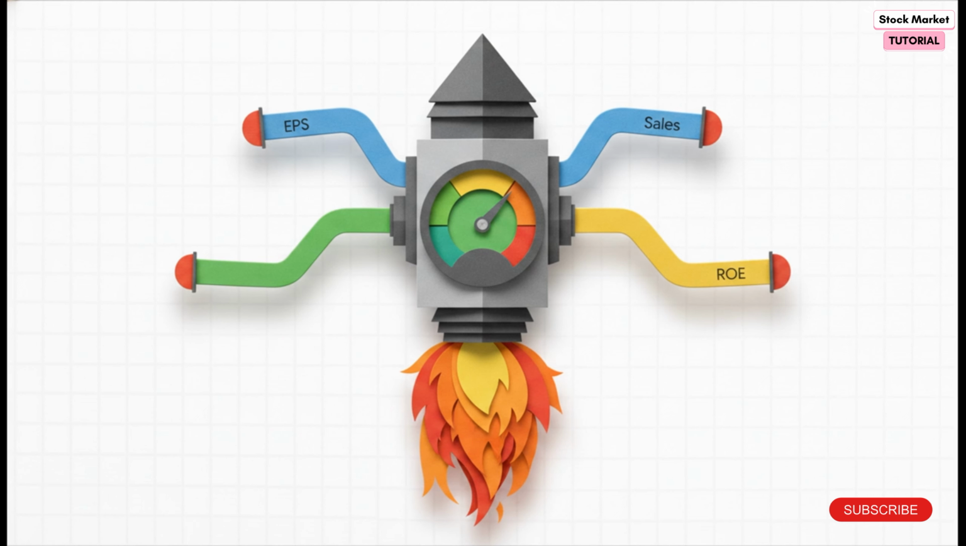But earnings can be manipulated by cost cutting, which is why we validate them with top-line quarterly sales growth of at least 15%. We also want a return on equity above 17% to prove management actually knows what they're doing.